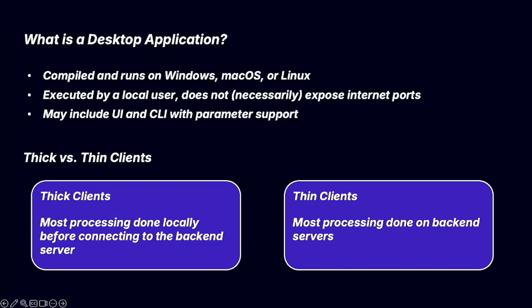What is a desktop application? It's a piece of software that is compiled and run on Windows, macOS, or Linux platforms. They are normally executed by a local user and might or might not have exposed ports to the internet. This application might include a UI and CLI with parameter support. Something that is common in web applications is the concept of thick versus thin client. A thick client does all the processing locally and then connects to a backend server, versus a thin client that connects to the backend service and then lets the backend do all the processing.